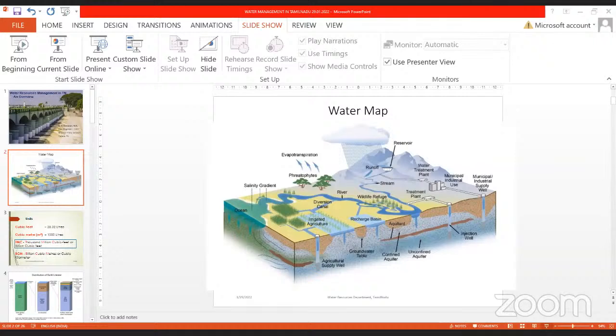For example, whatever these blue color items you are seeing, these are the surface water. If it is above the surface, we call it surface water, and if it is beneath the surface, we either call it groundwater or subsurface water. Maybe in the next slide it will be a little bit clearer. I will go to the next slide and I will come back.